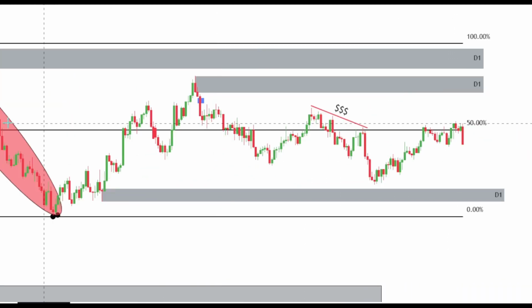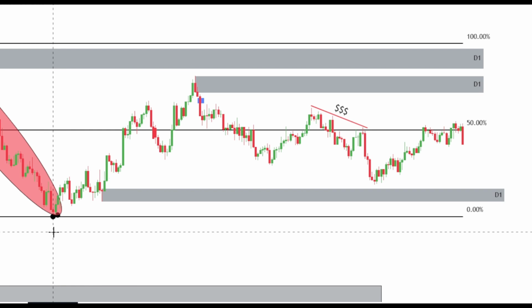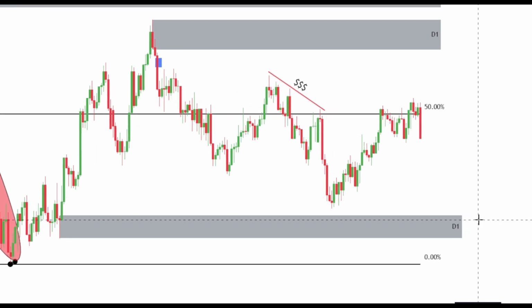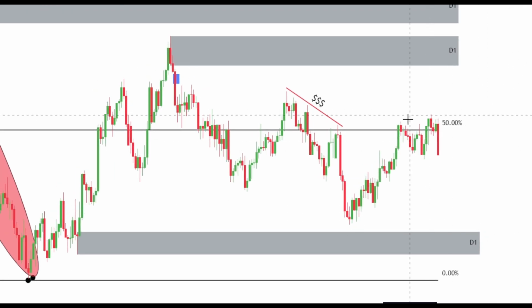And since then, what's happened is we've been trading inside this dealing range since October 2023. So it's been pretty much a rangy sort of market, but we've had some good plays nevertheless. From here, we're literally at the daily equilibrium.